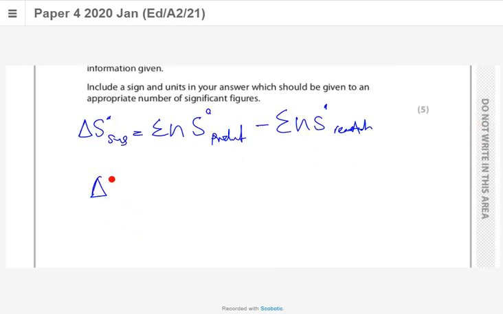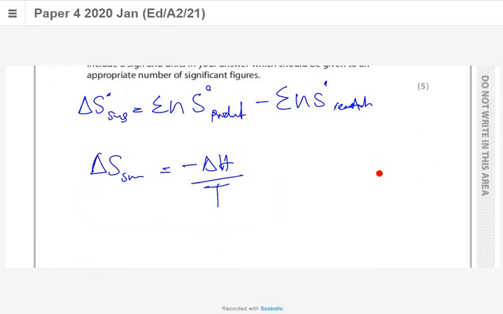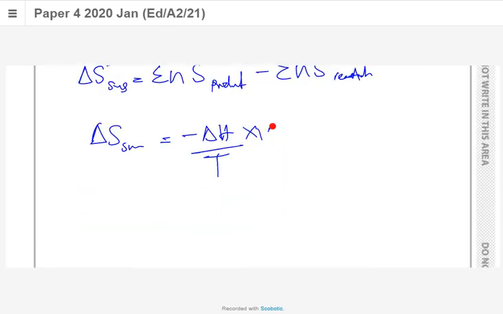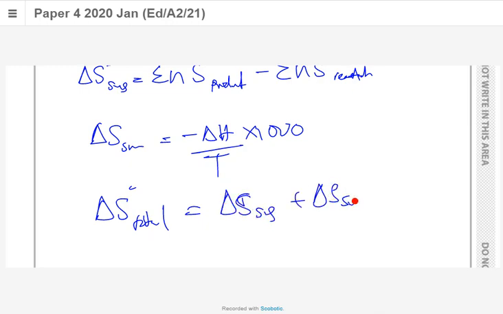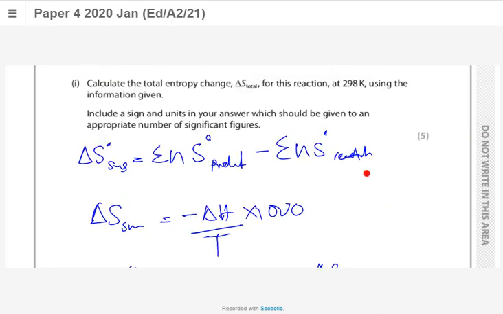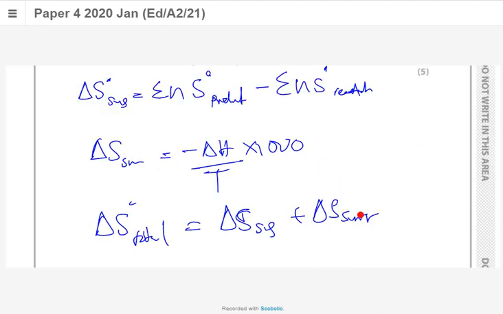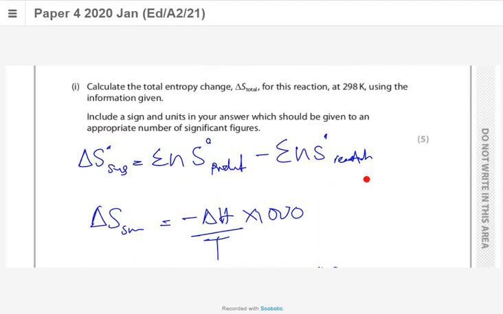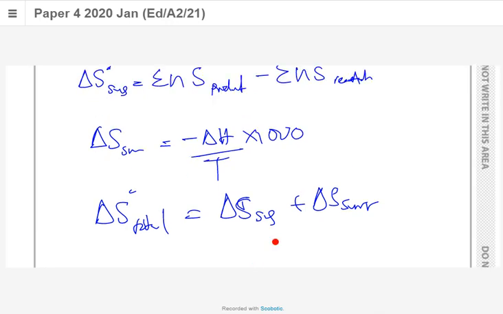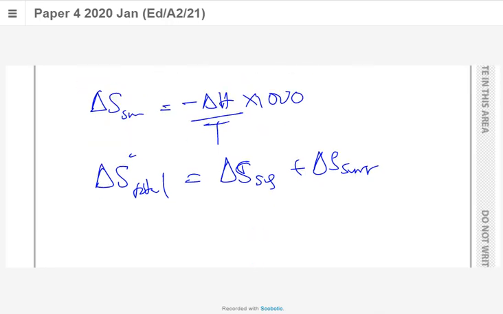As for the surroundings, it is minus delta H over T. Delta H is already given, right? We have to multiply that by 1000 to convert the kilojoules into joules. And then you can work out the total: delta S system plus delta S surroundings. I'm not going to do this question because we have done enough questions using entropy. We can easily do this, right? So I'm going to skip and spend more time on the difficult ones. I hope all of you can do this. If you have done it, let me know the answer.